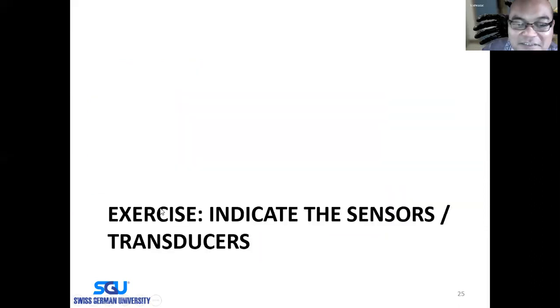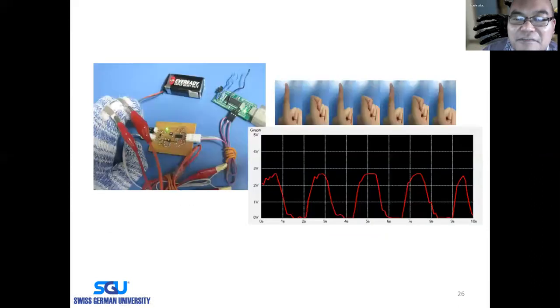Indicate what is the question like this: the sensor part or the transducer part in the system. Which one is the sensor? This is a system that can measure the bending of the finger. So here, this is when it is straight. When it is bent, it changes like this, up and down, up and down. Anyone? Where in this picture is the sensor part?